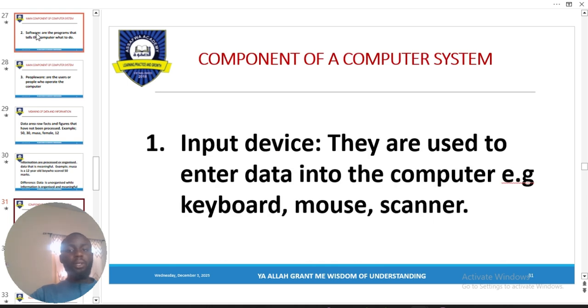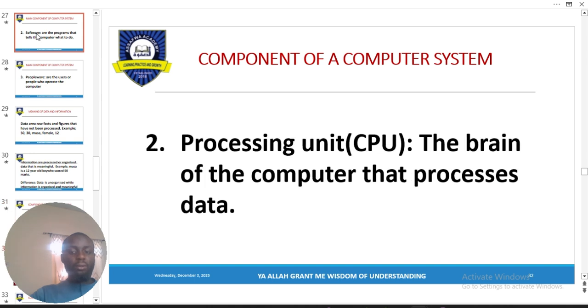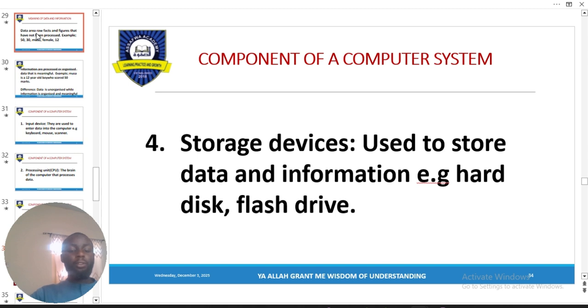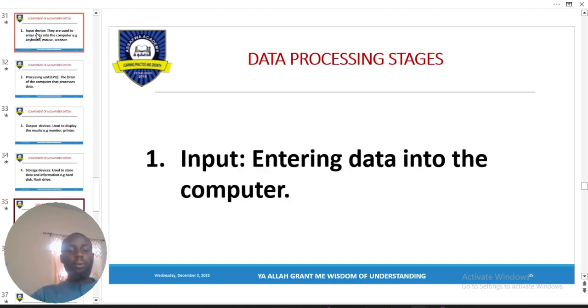So the components of a computer system. The first one, we have the input devices. They are used to enter data into the computer, e.g., we have the keyboard, the mouse, and also the scanner. Then the second one, we have the processing unit, which is known as the CPU. This is the brain of the computer that processes data. Then the third one, we have the output devices, which are used to display the results, e.g., monitor, printer. Then the fourth one, we have the storage devices, which are used to store data and information, e.g., the hard disk and the flash drive.